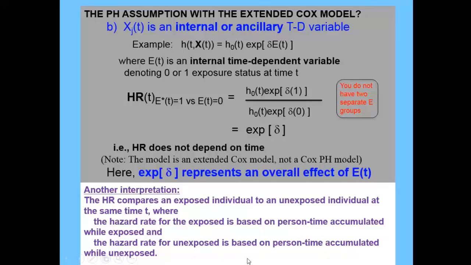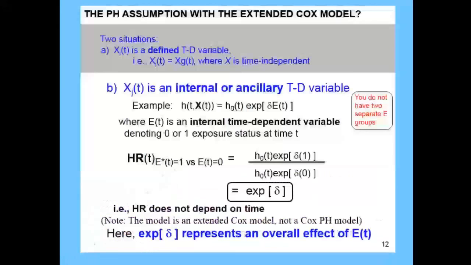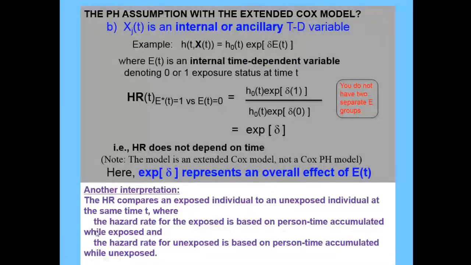What does this say? This says down at the bottom. It's a little tricky. What does it say? Well, you've got a variable, E of t, and a given individual can change their exposure status. So if you talk about a particular individual, their exposure status changes from 1 to 0 all throughout the whole time. What you say is, while that person is exposed, they're going to contribute information to failing for people who are exposed. While that person's unexposed, this person is going to contribute information for people who are unexposed. And that's what this statement means. It means the hazard rate for exposed is based on the person time accumulated while exposed.